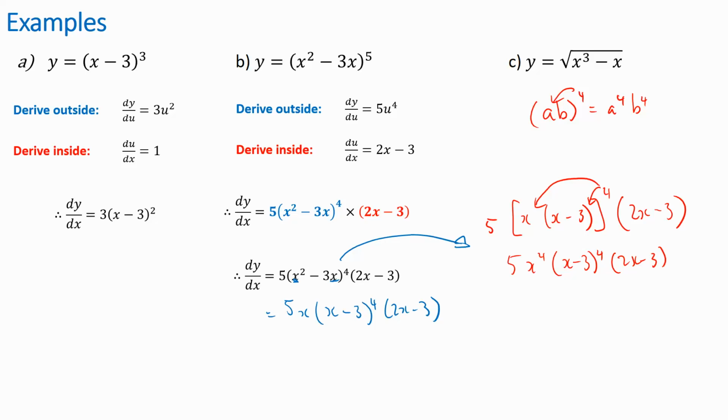Most of you, hopefully you picked up, you can differentiate the outside, bring the 5 down. That's where I got the 5, and 5 minus 1, which is why I got the 4, and it's x squared minus 3x. Yeah? But you also have to differentiate the inside, so the derivative of x squared is 2x, and the derivative of minus 3x is minus 3. That's how I got my answer here.